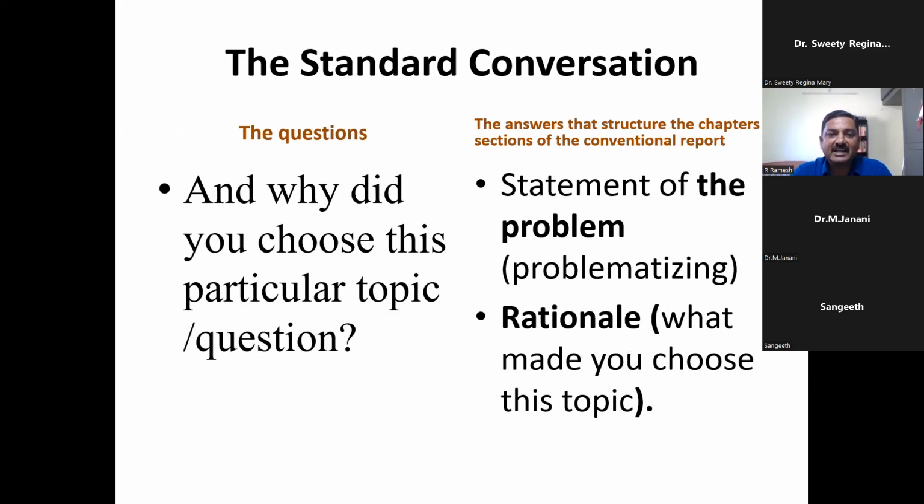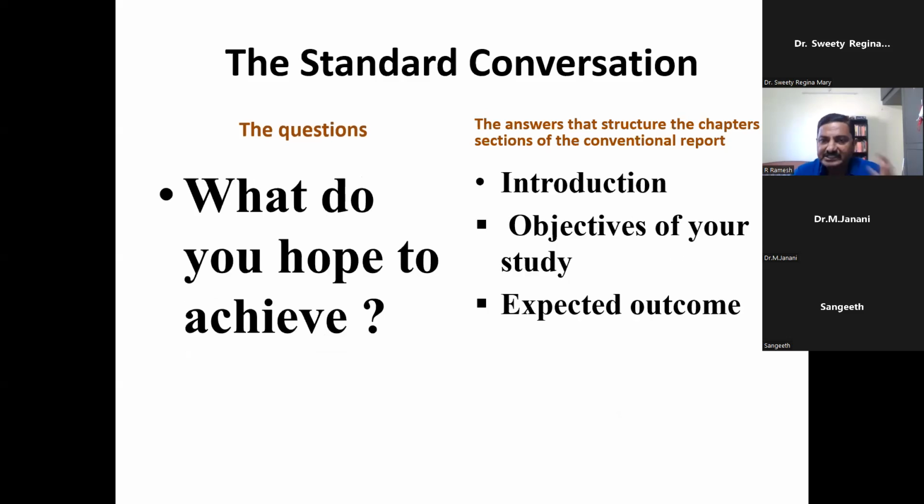And then the next is, why did you choose this particular topic? Why did you choose this particular question? So what he wants to know is the statement of the problem, right? How do you problematize this? What is your rationale? What made you choose this particular topic? This is what he wants to know. So this is what you write as the statement of the problem. And then, what do you hope to achieve? That's your objectives and expected outcome, right? Objectives of the study and expected outcome.